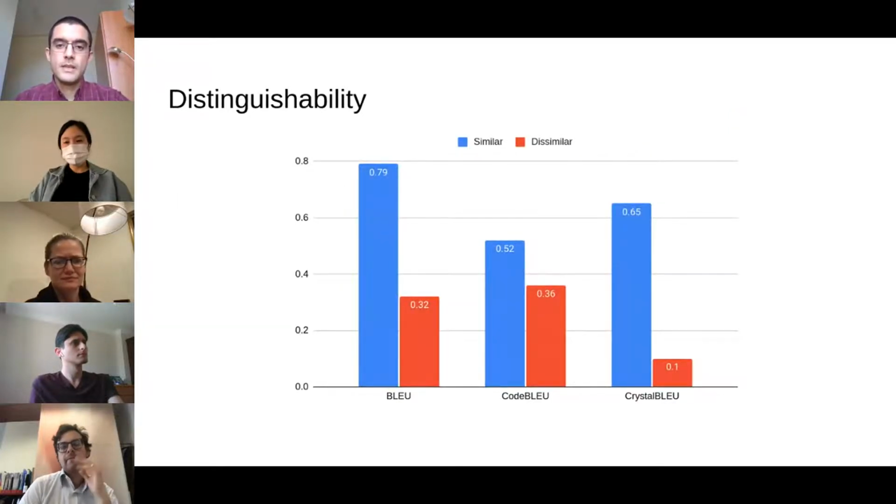This metric allows us to better distinguish between similar pairs of code and dissimilar pairs. As you can see in this figure, CrystalBLEU has a higher distinguishability, which is a new metric that we define, than BLEU and also CodeBLEU.